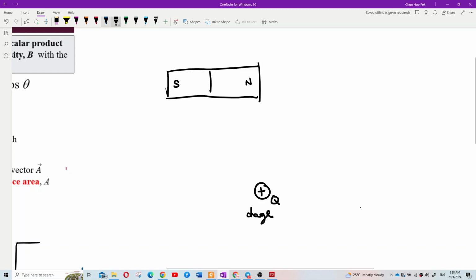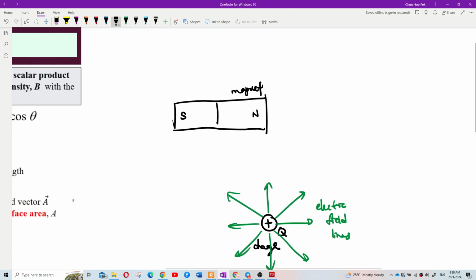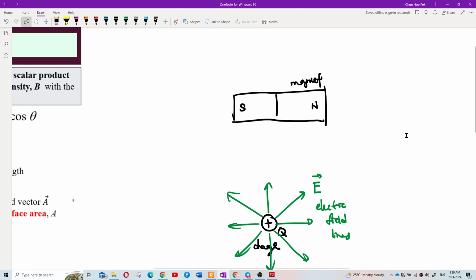Charge, you know, you have positive. This is what we call electric field lines. But for a magnet, this is what we call a bar magnet. Last time for electric field we used the symbol E. Now for a magnet we use the symbol B.